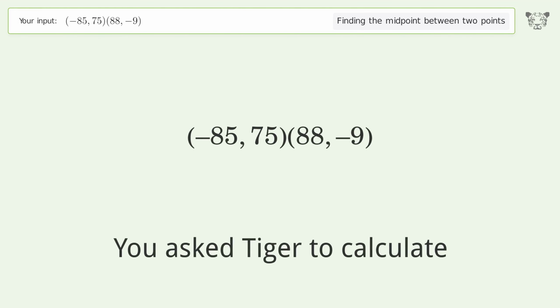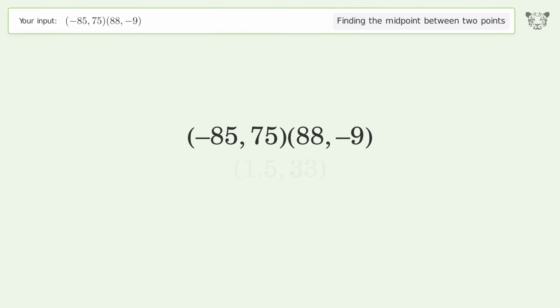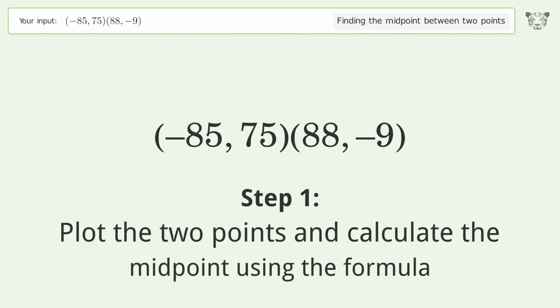You ask Tiger to calculate. This deals with finding the midpoint between 2 points. The midpoint between the 2 points is 1.533. Let's solve it step by step. Plot the 2 points and calculate the midpoint using the formula.